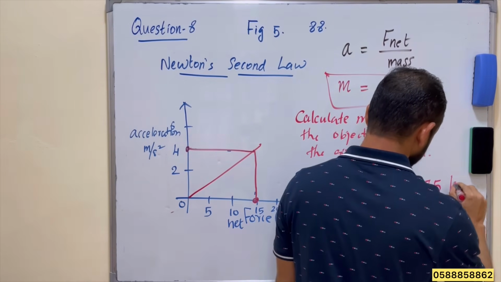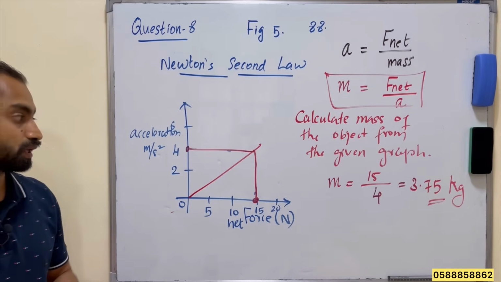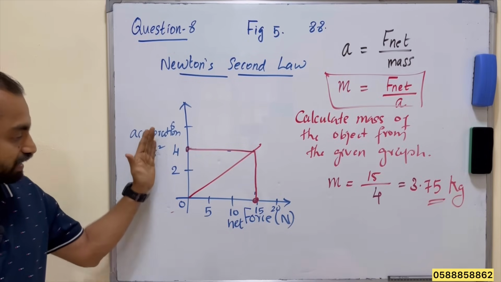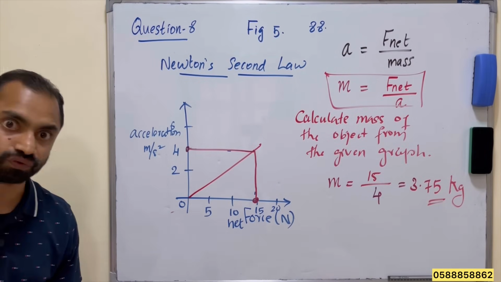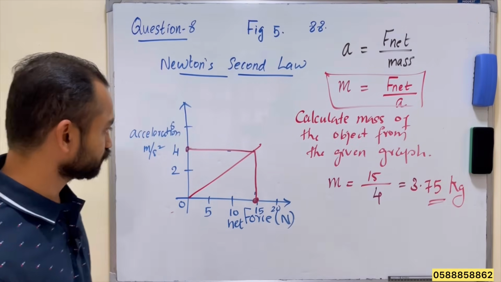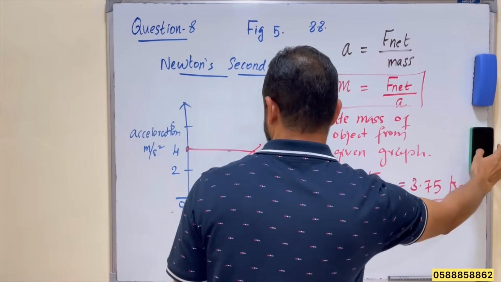3.75. What is the SI unit of mass? Kilogram. 3.75 kilogram is the mass of the object. That is one thing from the acceleration against net force graph of an object. One more thing from the same graph.